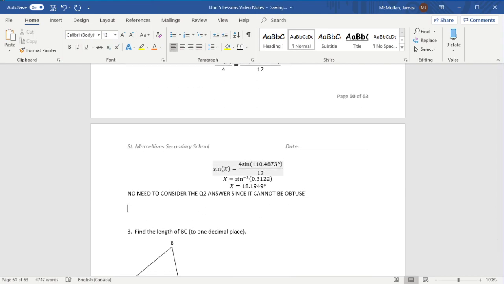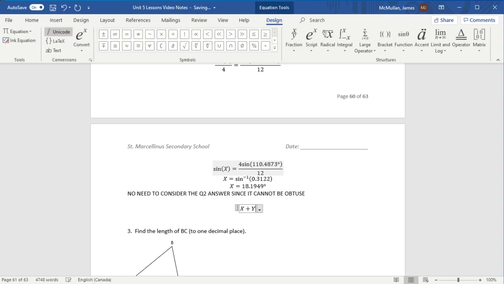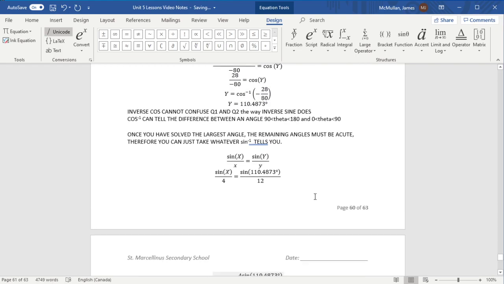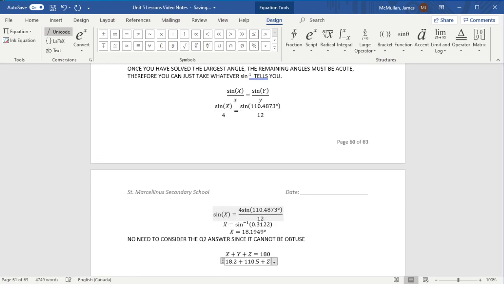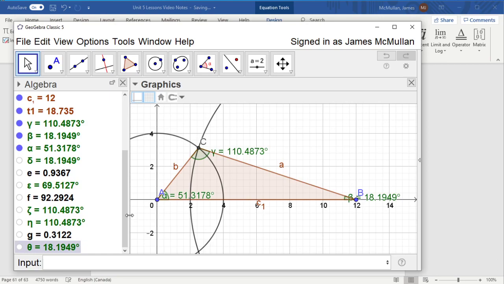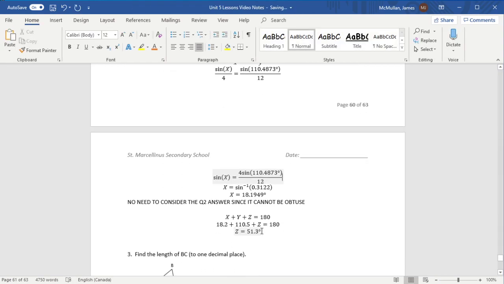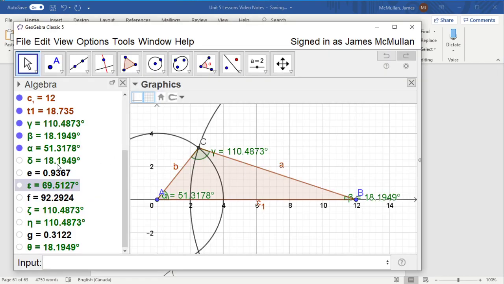Then we can say x plus y plus z is 180: 18.2, let's just round it, 18.2 plus 110.5 plus z equals 180, and we get z is equal to, what did we say? I forget what it was, but 51.3. Okay, so this is the actual triangle solved correctly. And again, here's the drawing.